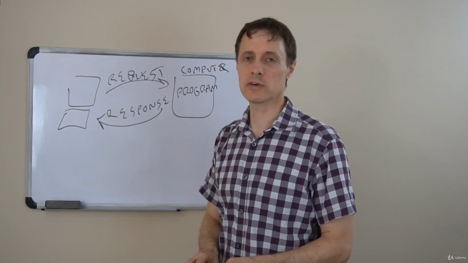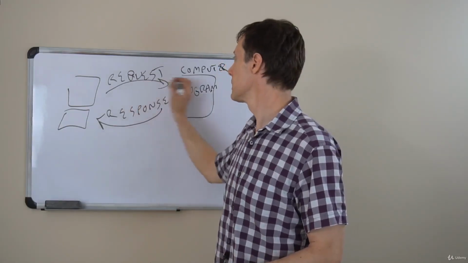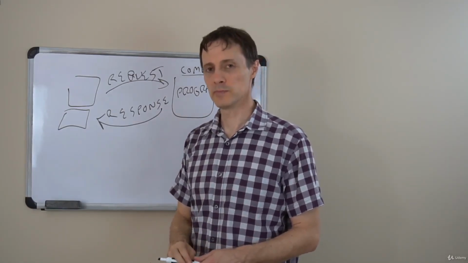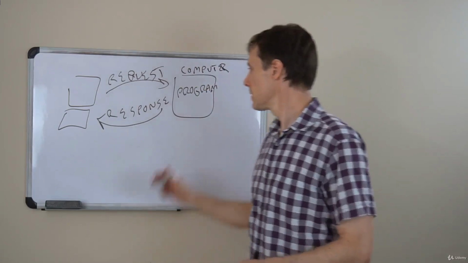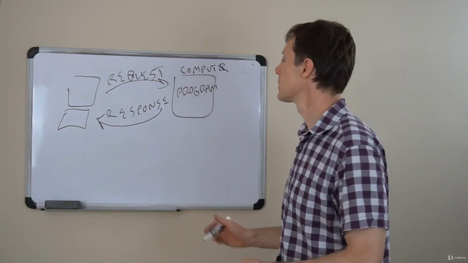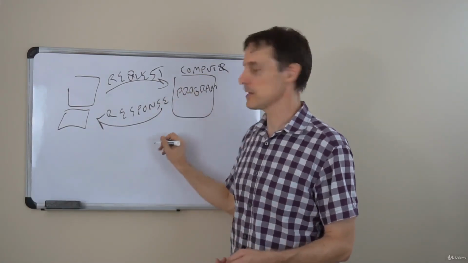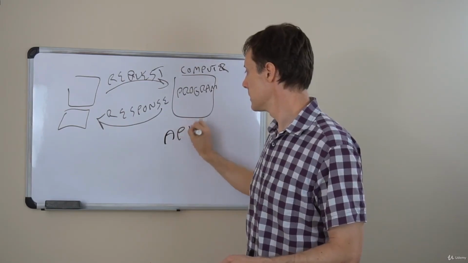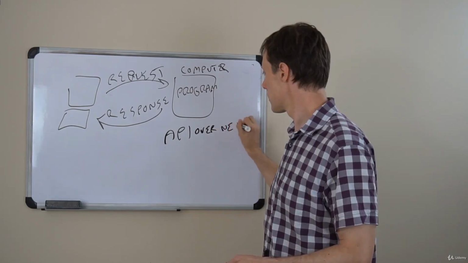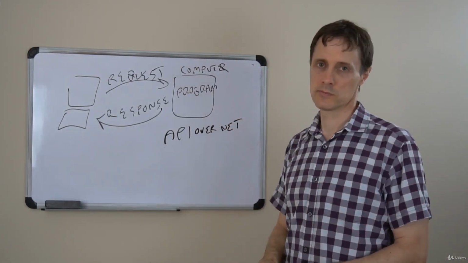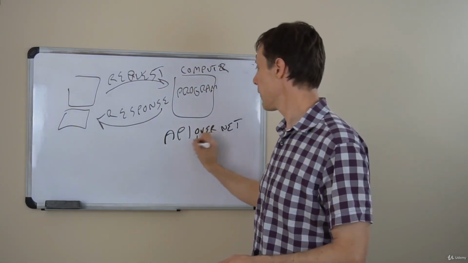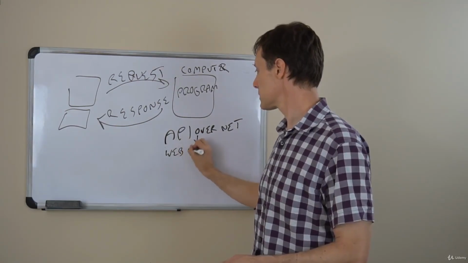For example, www.google.com, sent to a Google computer, comes back with the Google web page. This is very simple. We need to know more details than this. When this is done over the internet, that is when an API is done over the internet, then what is it? Do you remember? It's a web service.